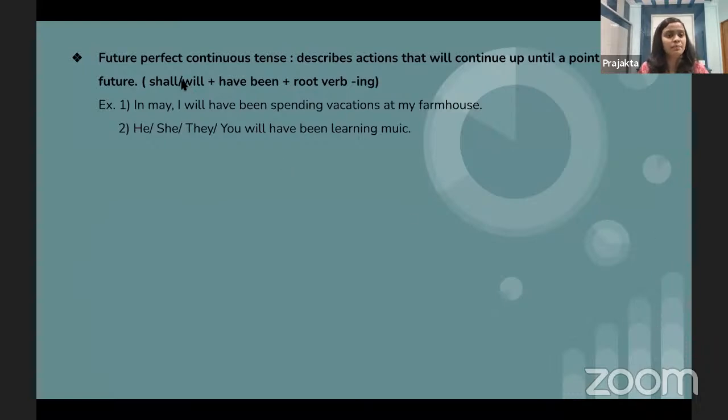See the next tense. Future perfect continuous tense. This is the last tense form. Future perfect continuous tense describes actions that will continue up until a point in the future. See the formula: shall and will plus have been plus the root verb with ing form.